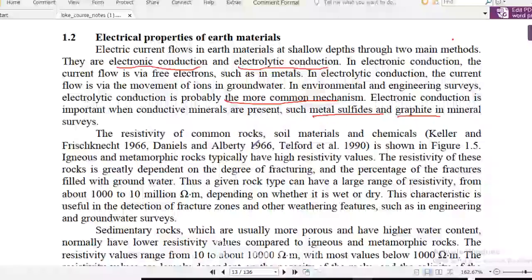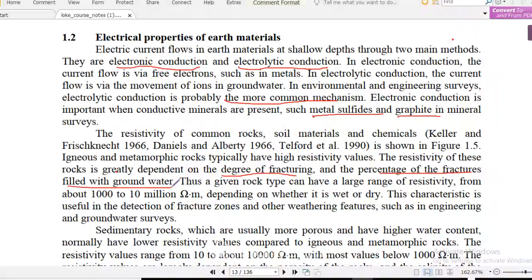The resistivity of common rocks, soil, material, and chemicals, by Keller, Kinchets, Daniels, Alberti, and Telford, is shown in figure 1.5. Igneous and metamorphic rocks typically have high resistivity values. The resistivity of these rocks greatly depends on the degree of fracture and the percentage of fracture filled with water.